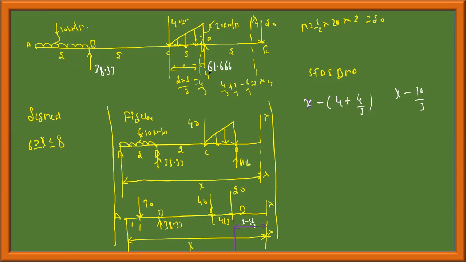Okay, this is correct. X minus this distance I want from here. This remaining is x minus 16 by 3. This is right.